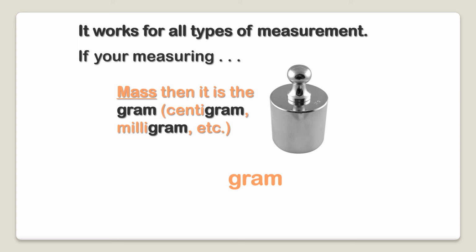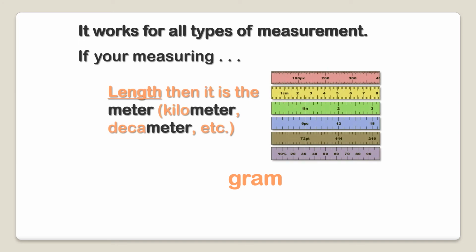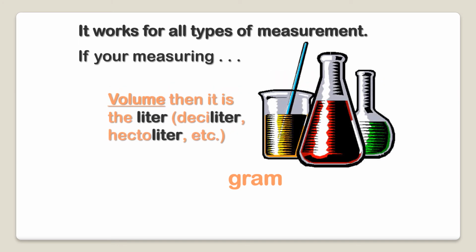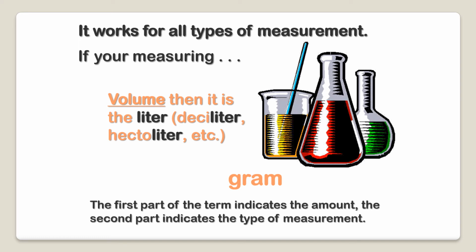If you're measuring mass, then it's a gram, centigram, milligram. If you're measuring length, kilometer, decameter. Volume, deciliter, hectoliter. Just this prefix system makes things so much easier.